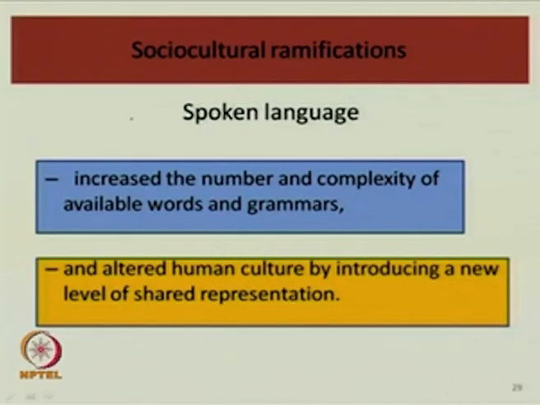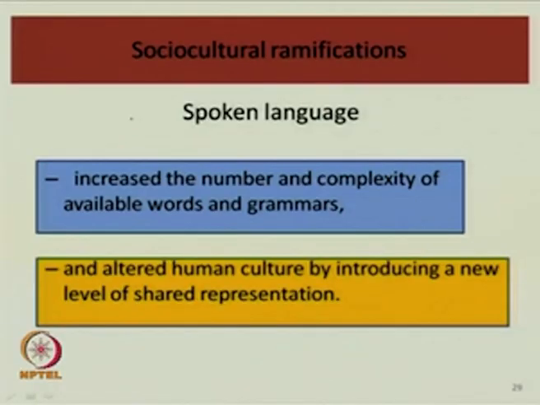Then the socio-cultural ramifications of this second phase was that it increased the number and complexity of available words and grammars. Okay, obviously there's going to be a syntax now. If you need a linear and a causal system of representing events, then you would obviously need a grammar, right? You need a syntax in which to arrange those thoughts, and there has to be an increase even in the number of words. And as Donald says, it altered human culture by introducing a new level of shared representation.